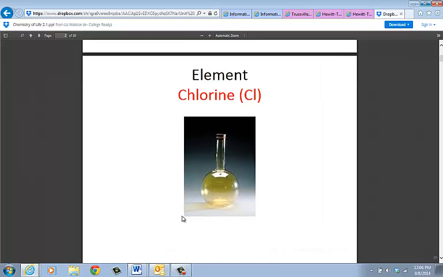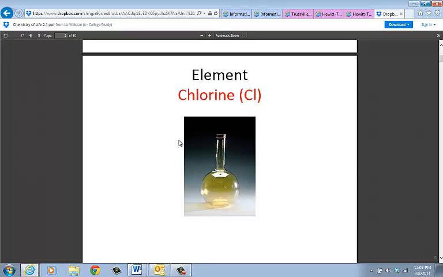Okay, here we go. All right, so if we start at the very smallest, we're looking at matter. And matter is anything that's going to take up space and it has a mass to it. So it takes up space, it has mass.